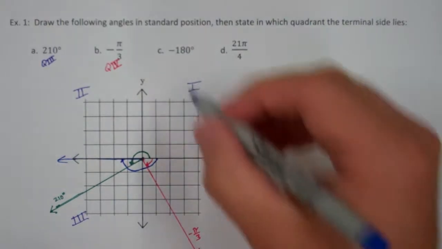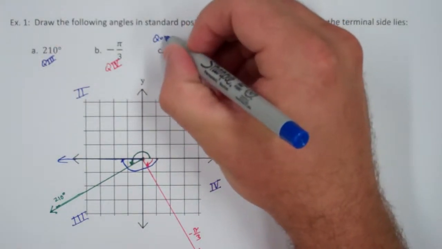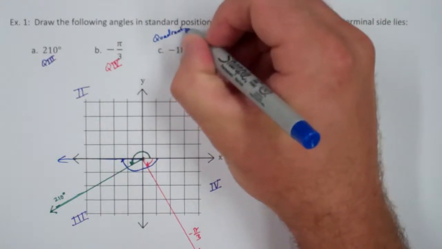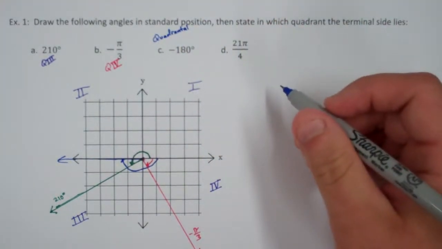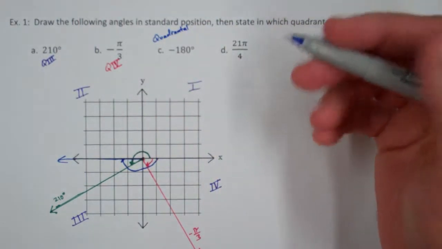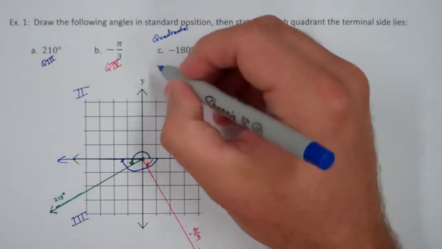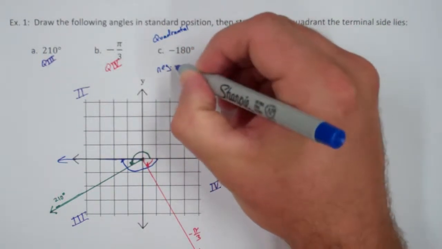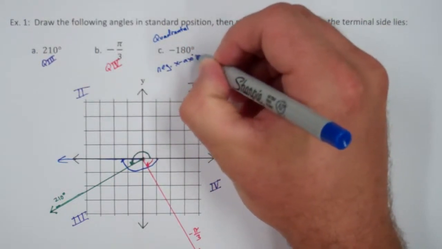a quadrant, so this is a special name for the angle, and this is called a quadrantal angle because it lies on one of the axes. It's kind of in the middle of a couple quadrants. And so one thing that we could use to describe this would be the negative x-axis.